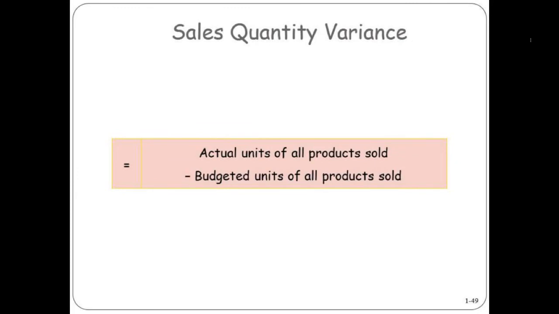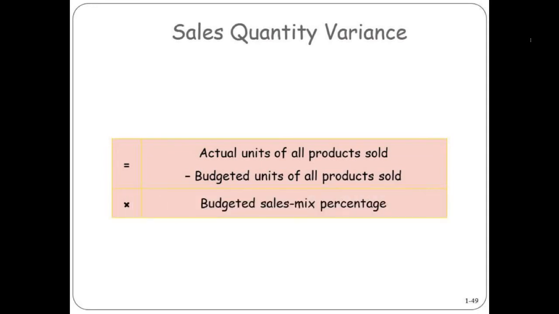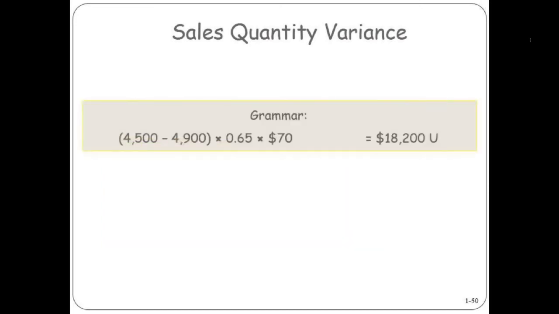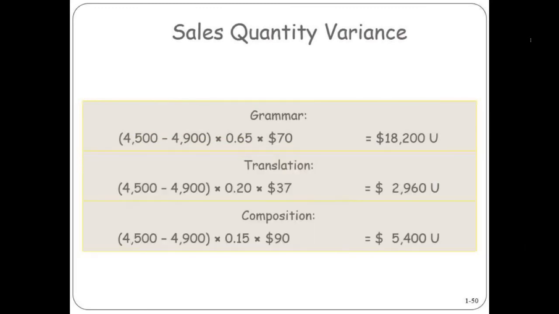Quantity variance. You take the actual units of all products sold and subtract out the budgeted units of all products sold, and you multiply it by the individual sales mix percentages. Notice all products sold, though. It's not based upon the mix there. So let's see this. We know that this is the raw data we're working with. This is the total of all units, actual and budgeted, the individual sales mixes and the prices, and that's your total variance due to total quantity sold.